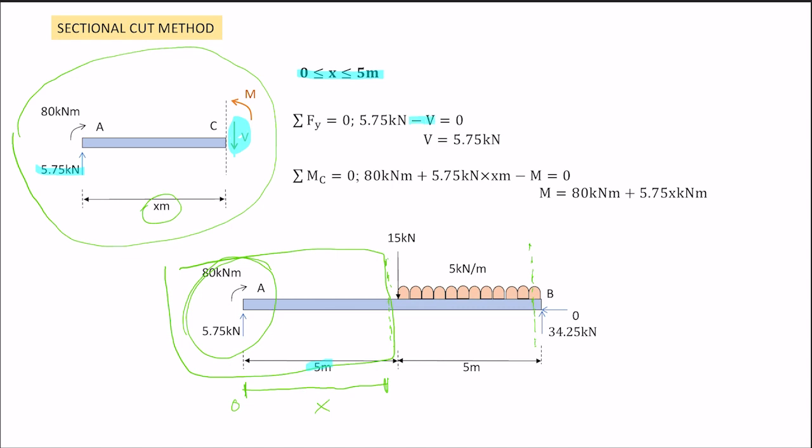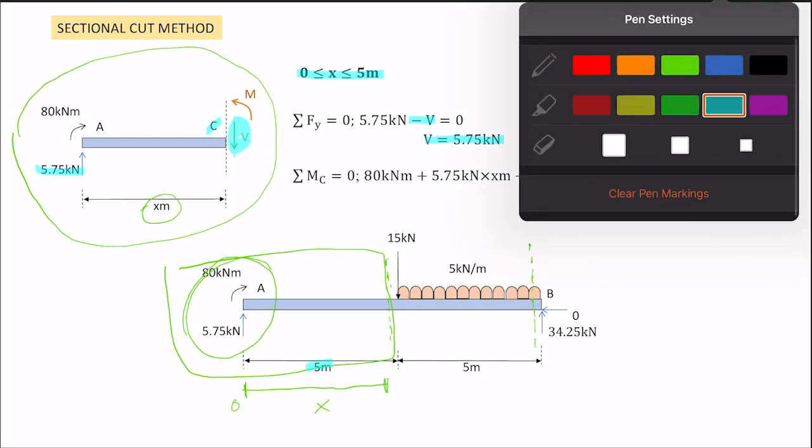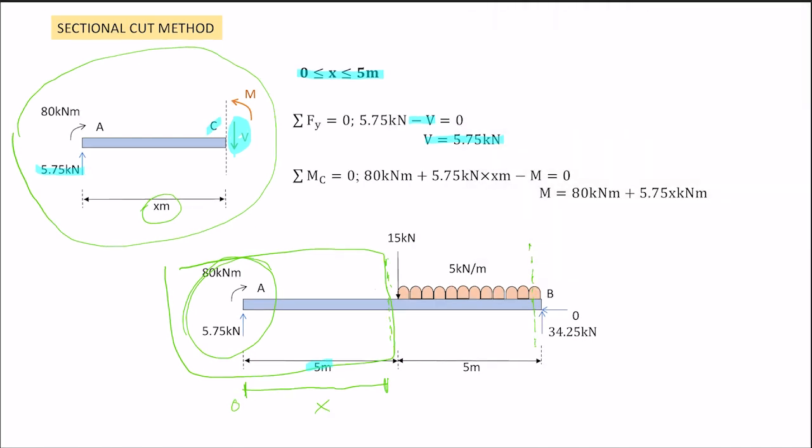So minus Ya equal to 0, V is 5.75. And for moment, I take moment at C, which is, when I label, I cut and put C here. 80 kilonewton meter is the moment that is indeed here. Clockwise, positive.